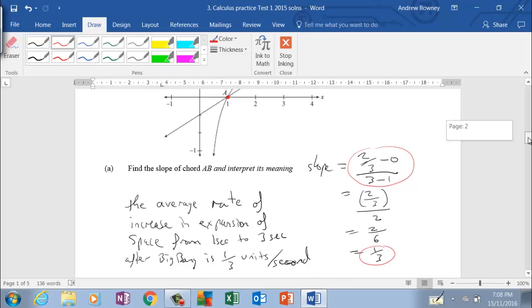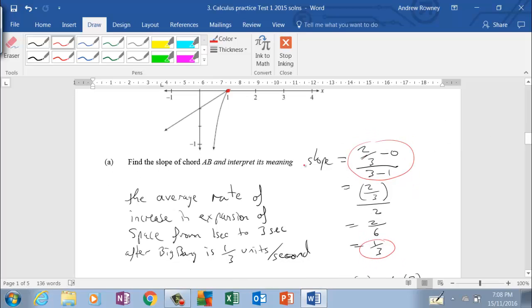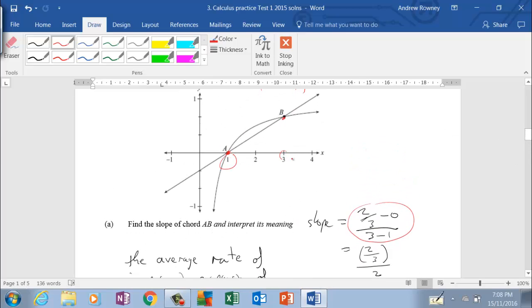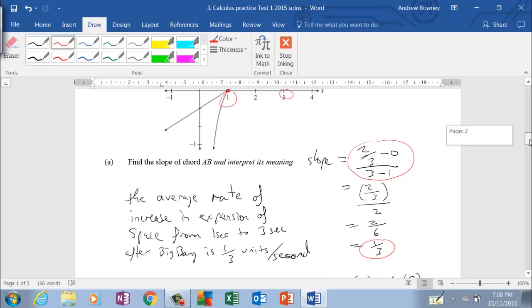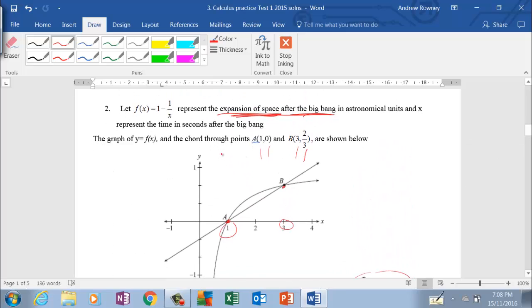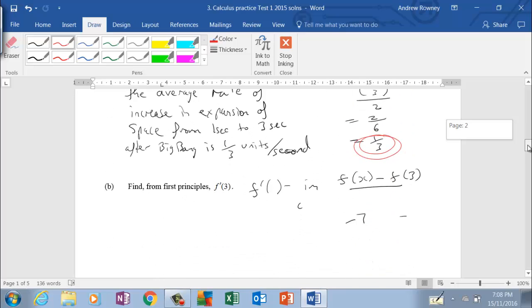So if that's the expansion of space, then the slope, which is the rate of change, is the rate of increase in expansion of space from 1 second to 3 seconds, because we're doing it from 1 to 3, and we're working out how quickly that changes, or the rate of increase. And so the answer is a third, but the units would be units per second, because we don't know what it's measured in. It says here that it's measured in units. We don't know whether it's kilometres or what other sort of length measurement.